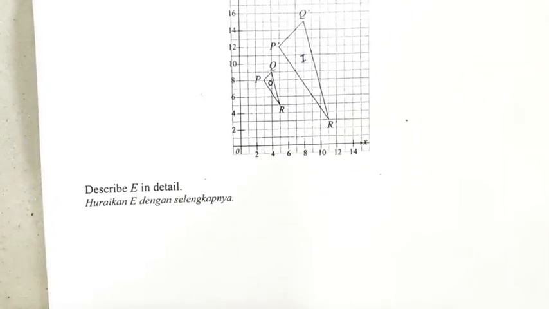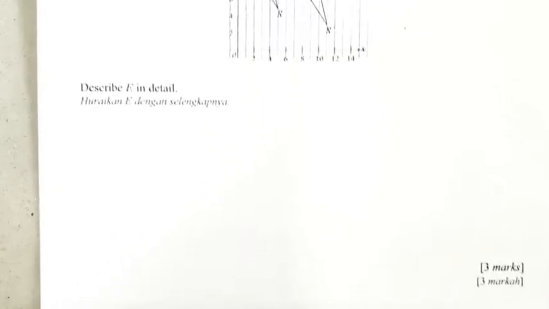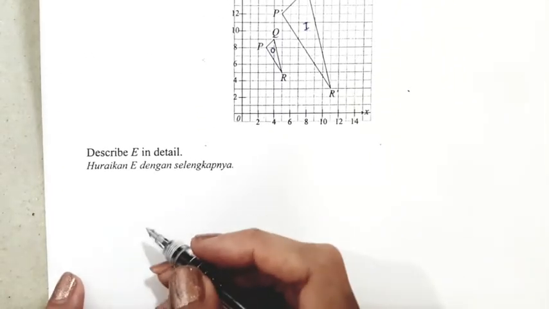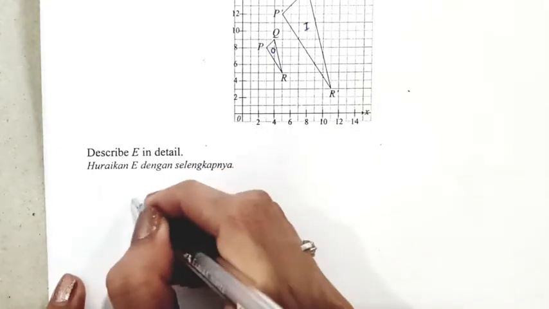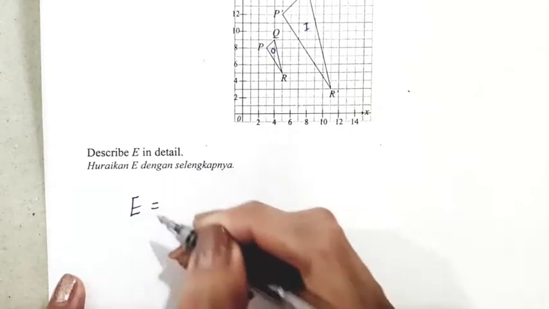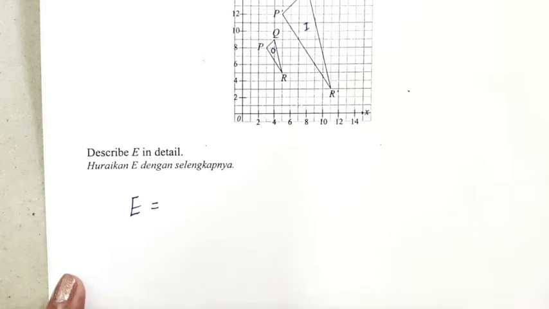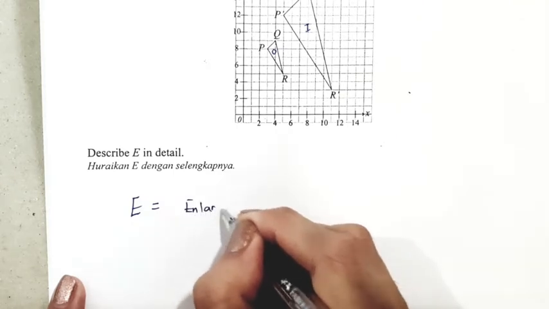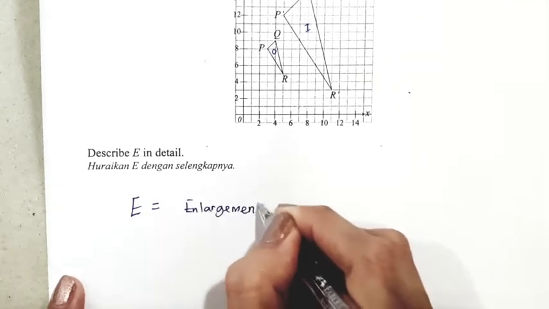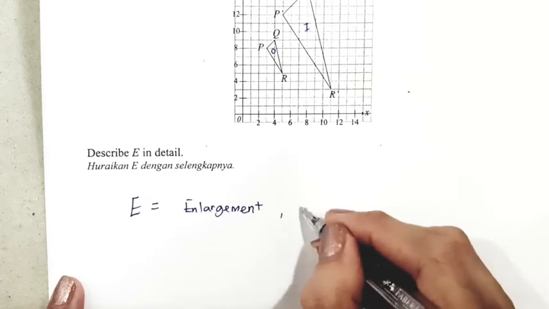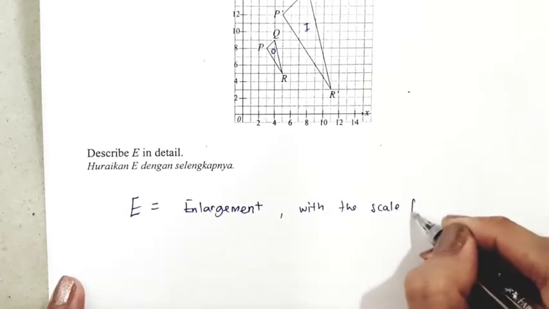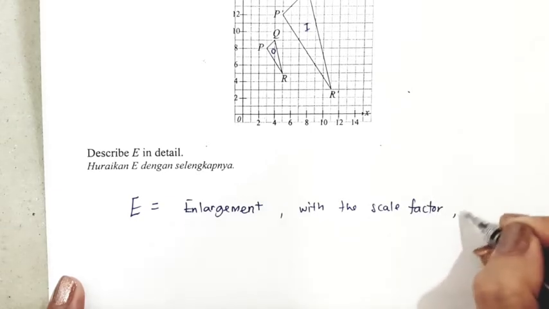How do we describe this? How many marks? Let's check. 3 marks. Where does the 3 marks come from? First, for the transformation E, we just write E equals to. No need to write in full sentence, no need to write transformation E is. Just write E equals enlargement. 1 mark for this word, enlargement. And next, with the scale factor. This will be our second mark, k equals to what?